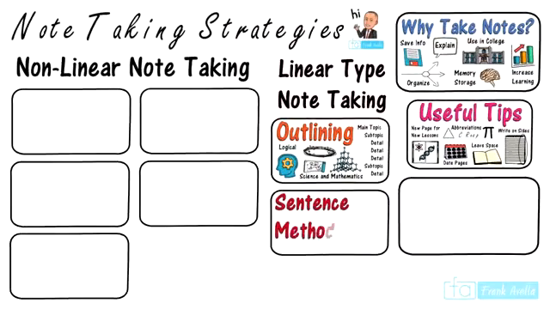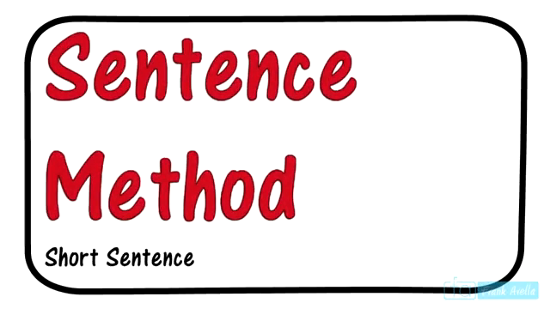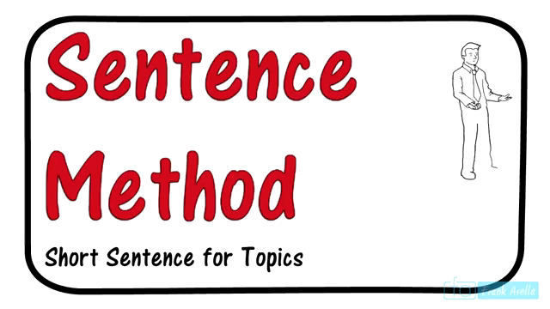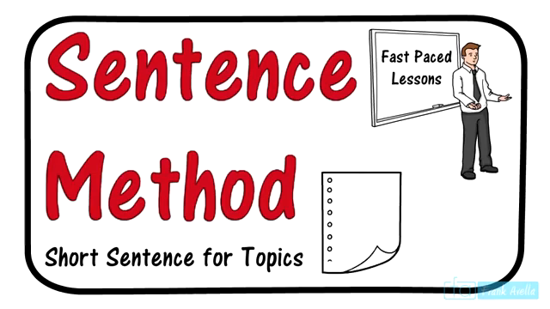The next linear type is the sentence method. Here, students easily write short sentences for topics of the lecture. The sentence method is most needed when taking notes during a fast-paced lecture with fast-talking professors. Each thought by the professor can be written as a sentence on a different bullet.